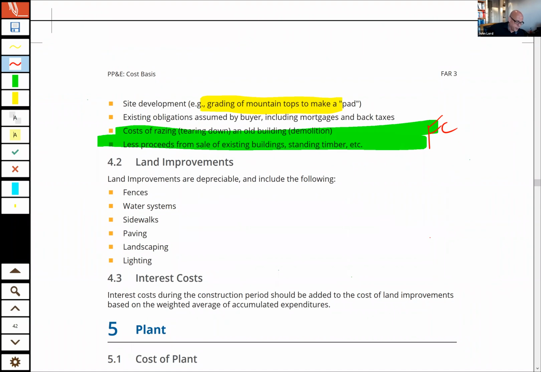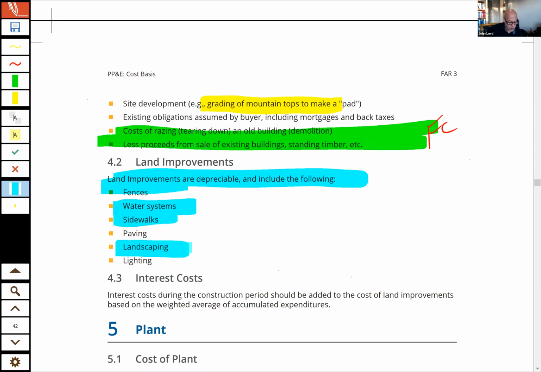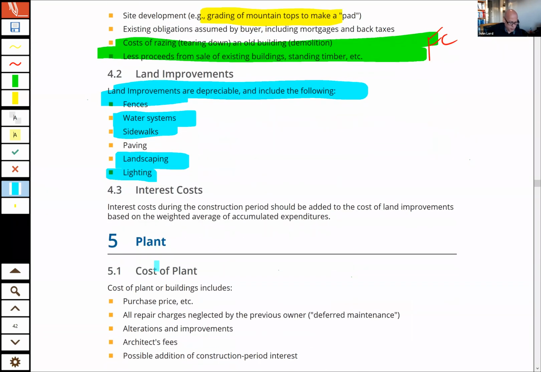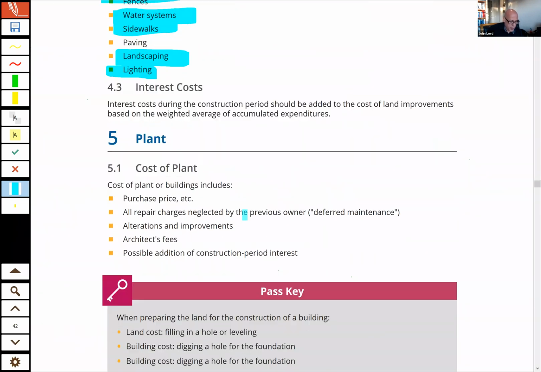Now, land improvements are basically like a building. Okay, they're depreciable, but we don't call them building yet because they're not building. They're fences, water systems, sidewalks, etc. Okay, landscaping. Landscaping is part of the cost of the land improvement. So you'd have to sit there and figure out, well, what's the depreciation on my landscaping? All of that.